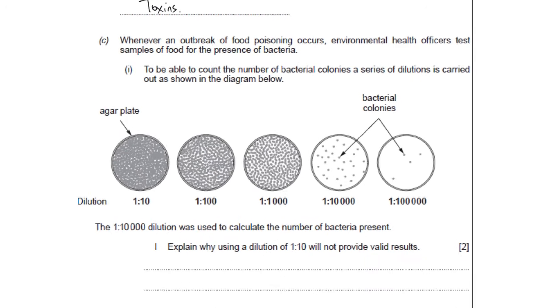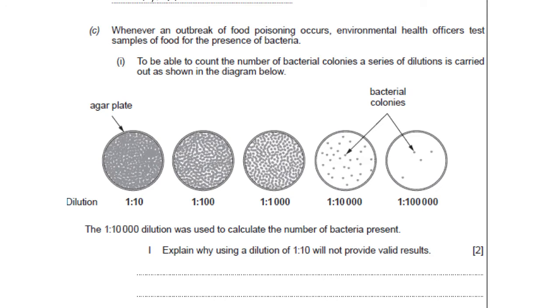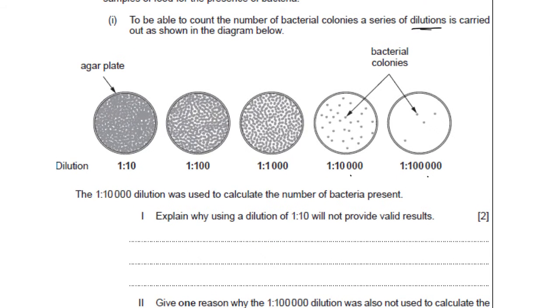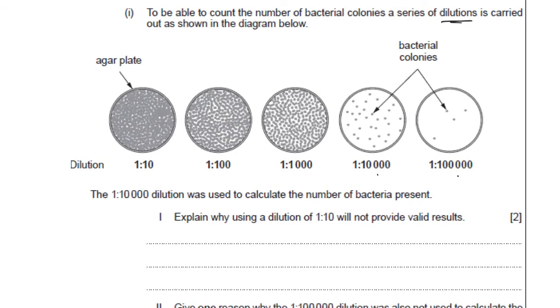Whenever an outbreak of food poisoning occurs, environmental health officers test samples of food for the presence of bacteria. To be able to count the number of bacterial colonies, a series of dilutions is carried out. And then we've got 1 in 10, 1 in 100, 1 in 1,000, 1 in 10,000, and 1 in 100,000. Dilutions, that word dilutions means we're taking away the number of bacteria each time. Okay, we're spreading it out on the agar.